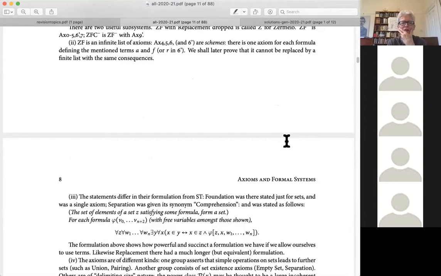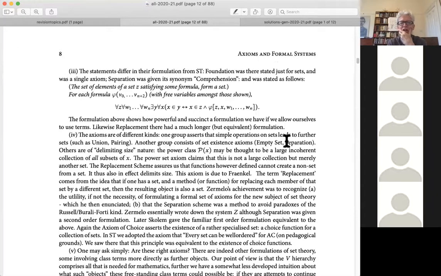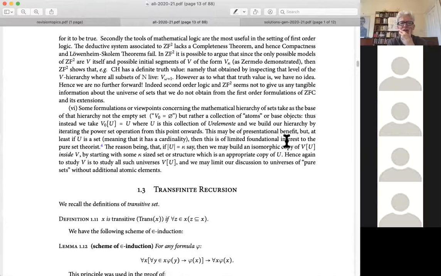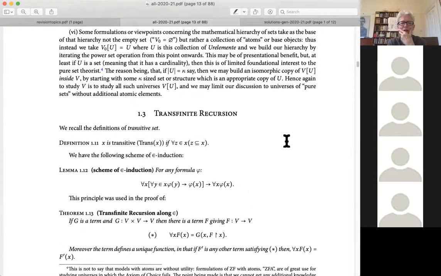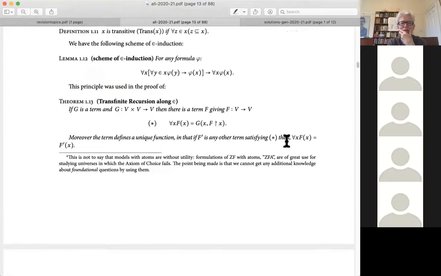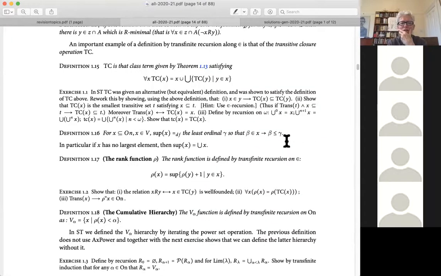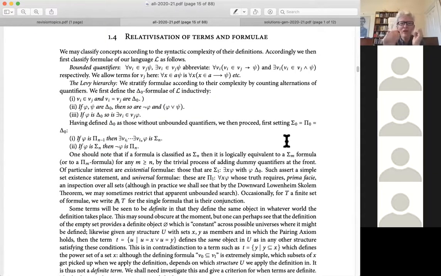Okay, let's see how the time is going. Let me talk about relativizations. This is a feature that occurred a lot.